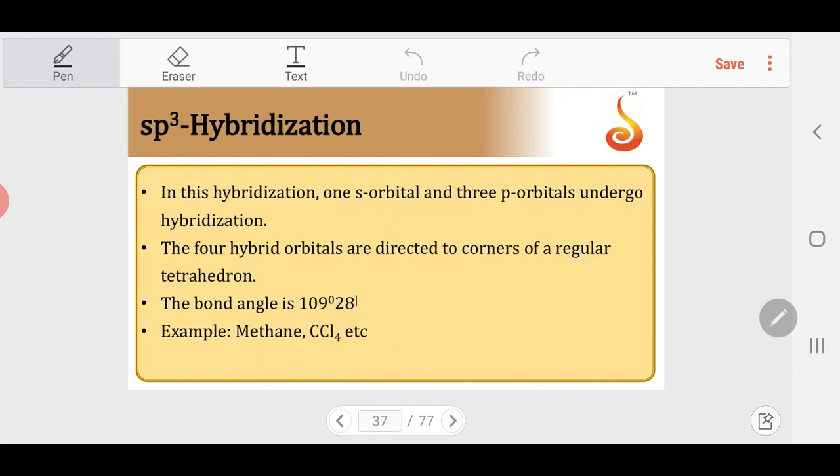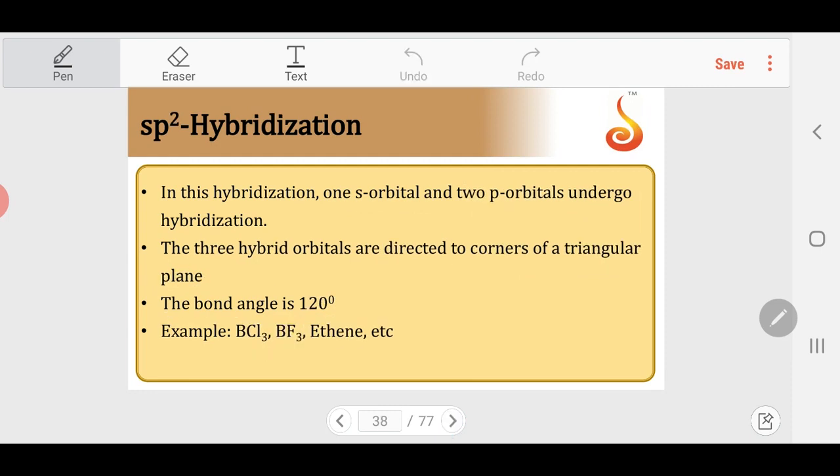So let us take one by one, sp3 hybridization. In this case, as we know, one s orbital and three p orbitals are involved in hybridization. The four hybrid orbitals are directed towards the corners of a regular tetrahedron. So sp3 hybridization is also called tetrahedral hybridization. In this case, the bond angle is exactly equal to 109 degrees 28 minutes. Methane and CCl4 are examples of sp3 hybrid molecules. So carbon in methane and carbon in CCl4 undergo sp3 hybridization to form four bonds with hydrogen or chlorine.